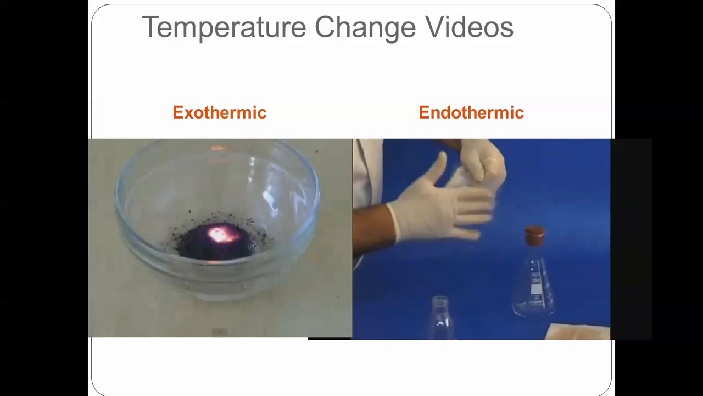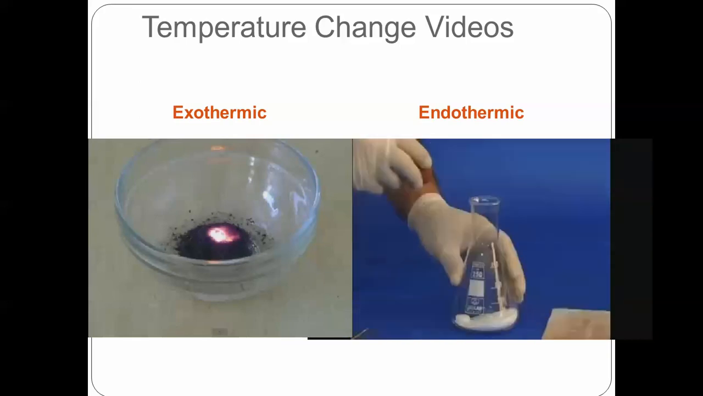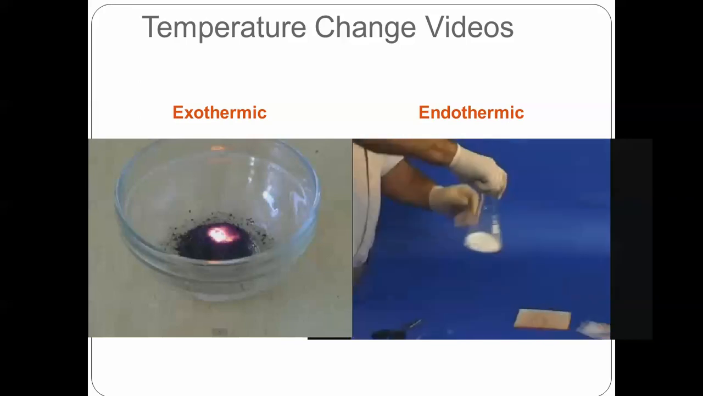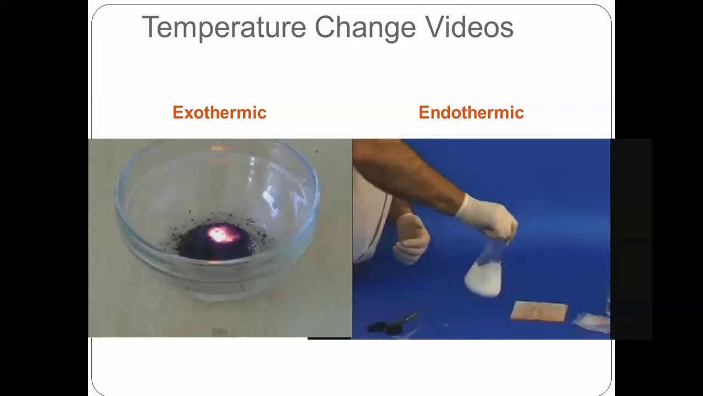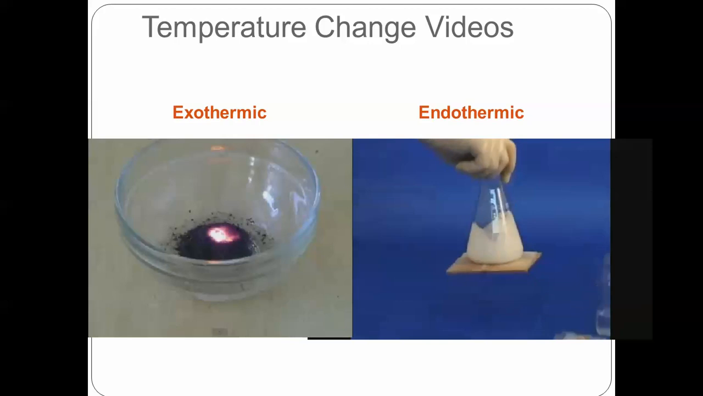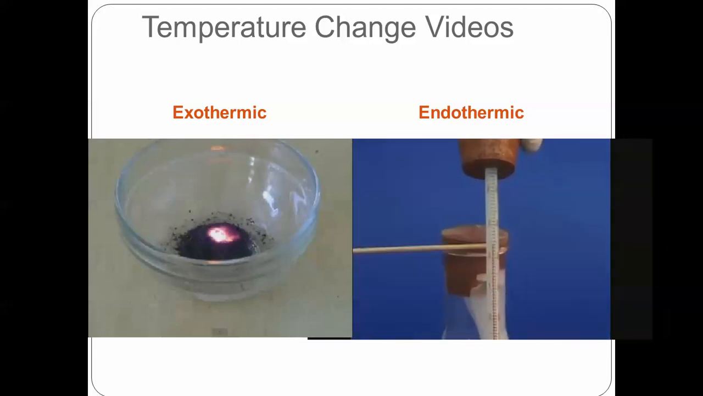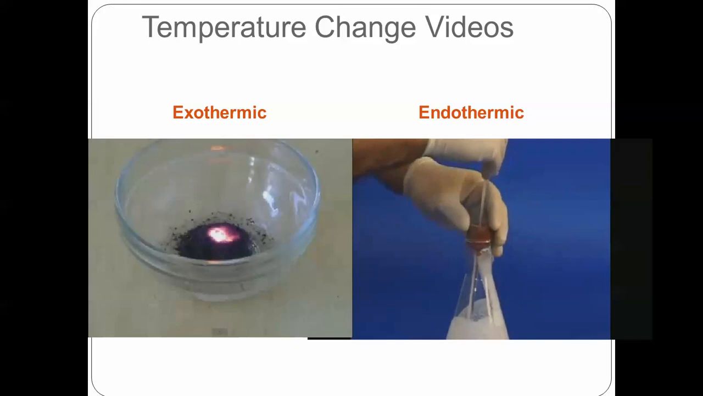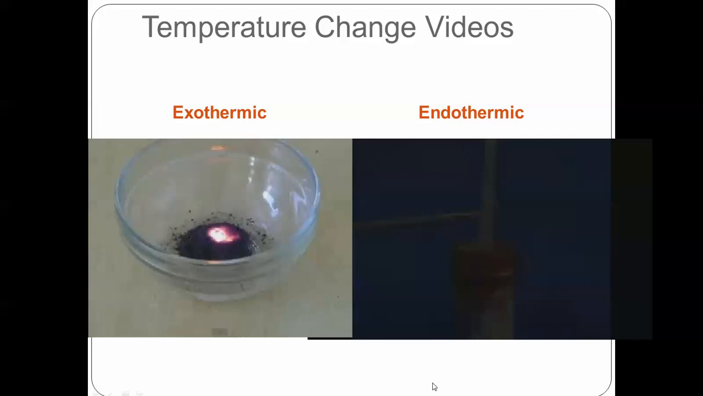The tissue is wet with water. Two different chemical solids are added to the flask. They're mixed. There is now frost on the outside of the flask, and the wet tissue, which is sitting on top of a board, was frozen to the flask. The temperature decreased in this experiment, making it an endothermic reaction.